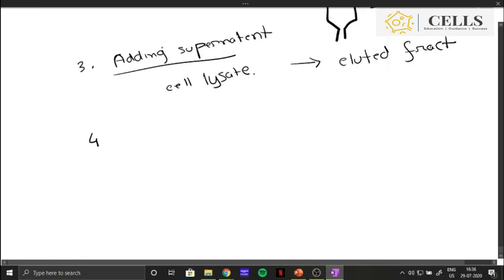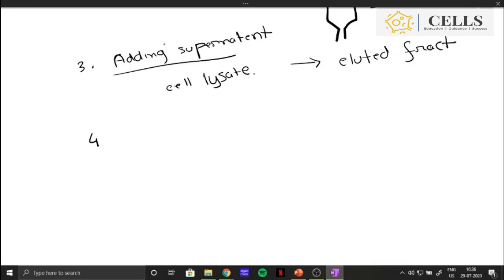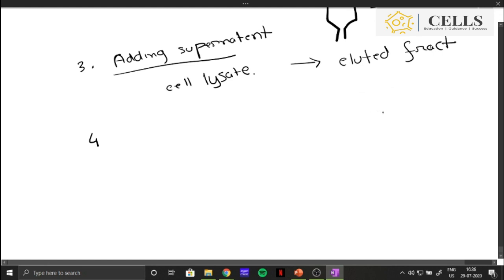The protein which has the histidine tags binds to nickel, so it is already bound to the beads. The rest of the protein that is present is eluted out of it. These are the rest of the proteins that we don't need, and the protein of our interest has already bound to the column. So this is adding the supernatant. Then what you need to do is wash.